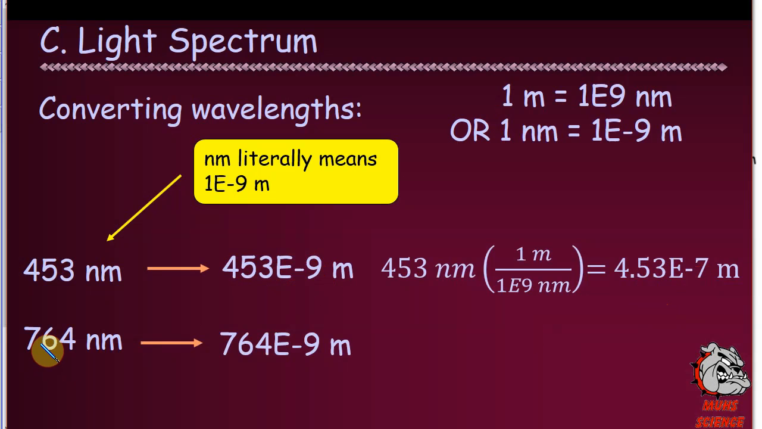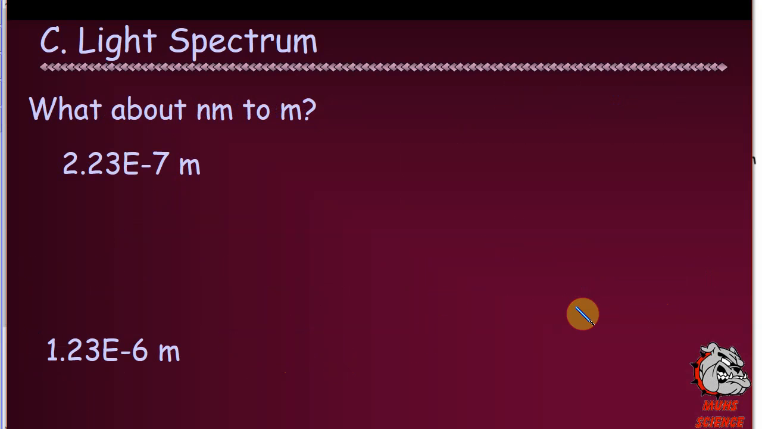So if I'm doing 764 nanometers, I just get rid of the n, put an e-9 on the end, boom, you're done. If you don't understand that, you need some more work with it. Just always go to your conversion factor method, and it'll be fine.